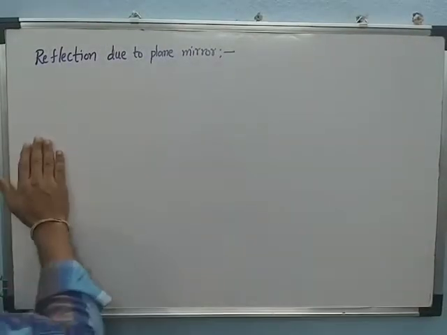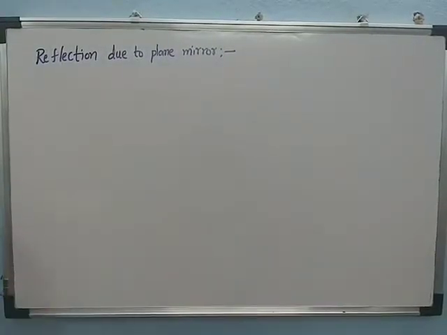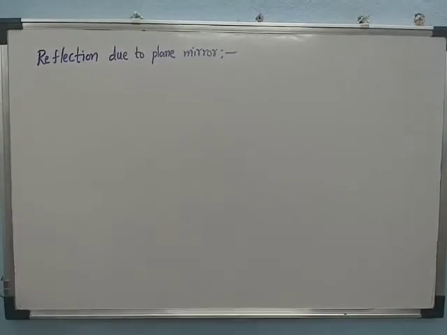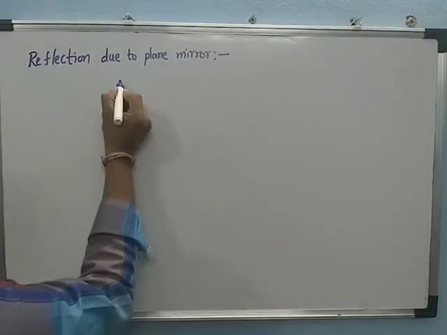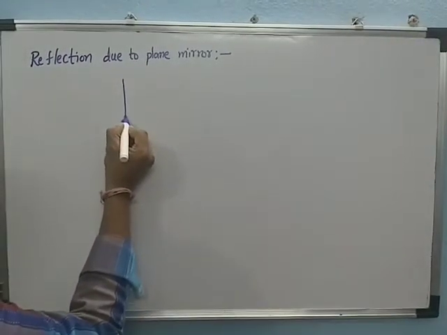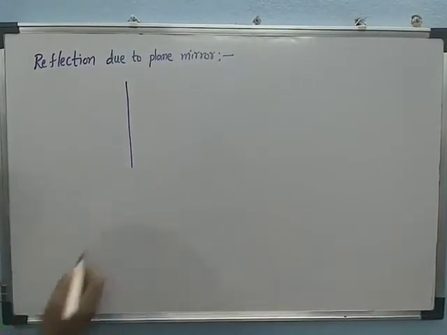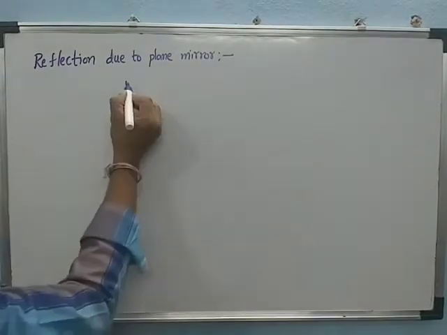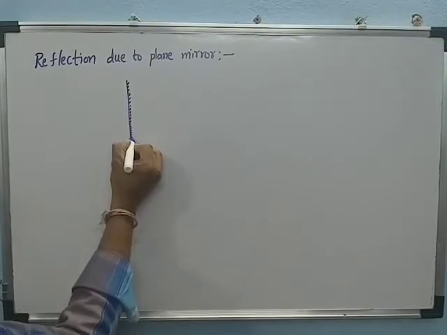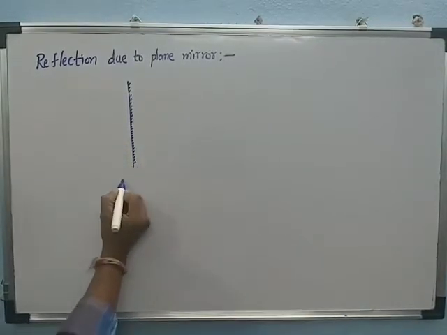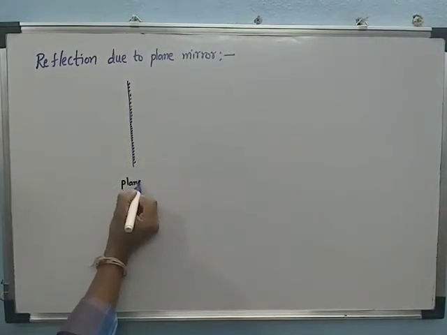The next topic we are discussing is the reflection due to a plane mirror. Let us consider this a plane mirror. The outer surface of the mirror is coated with black. So, this is considered a plane mirror.